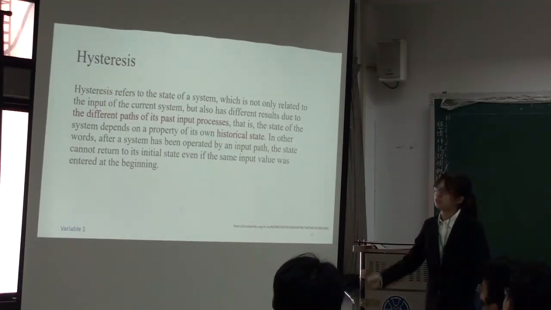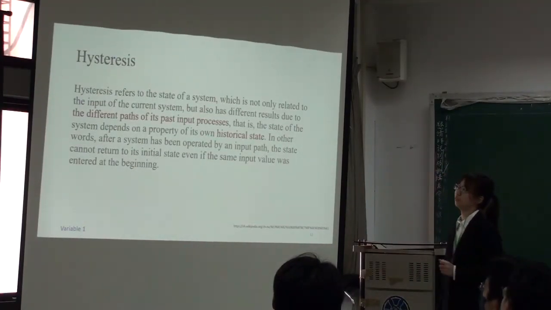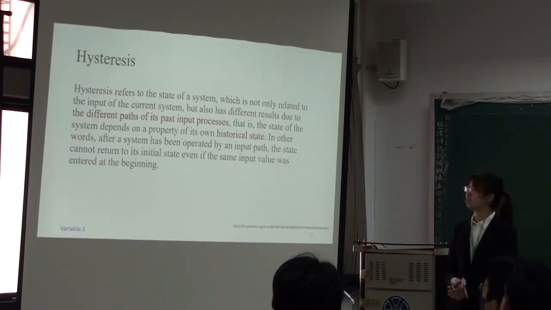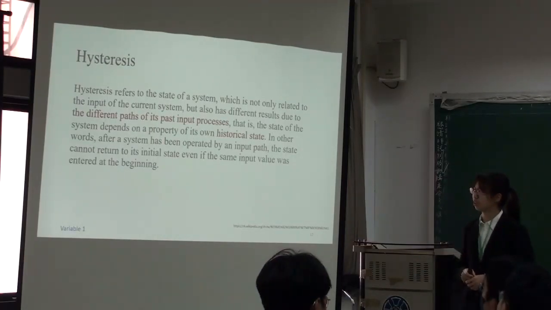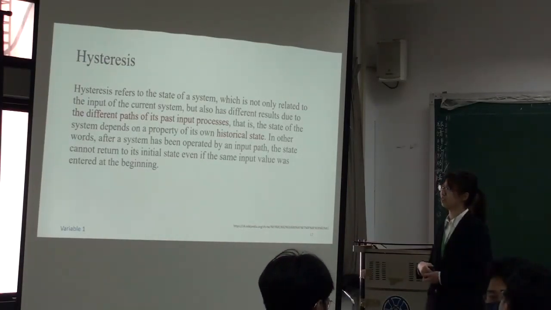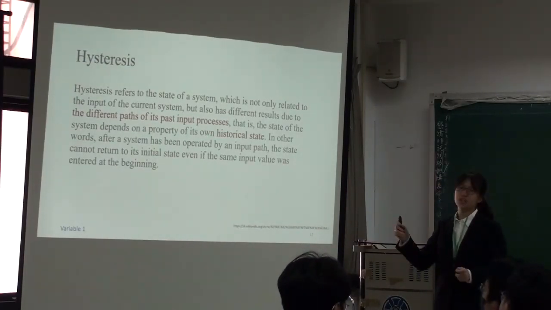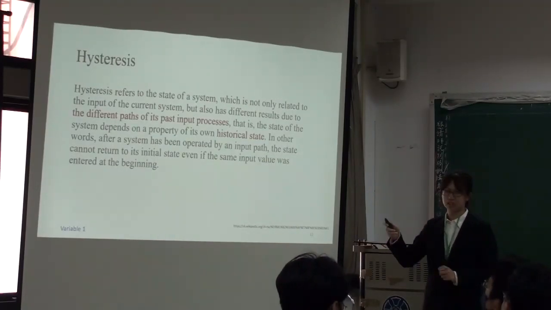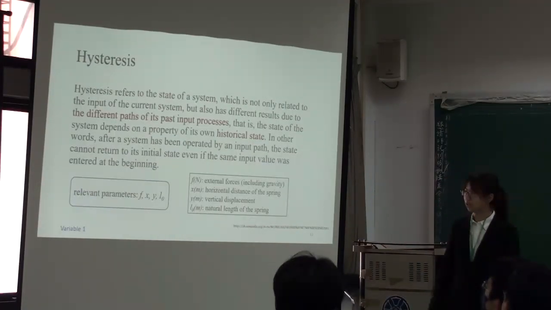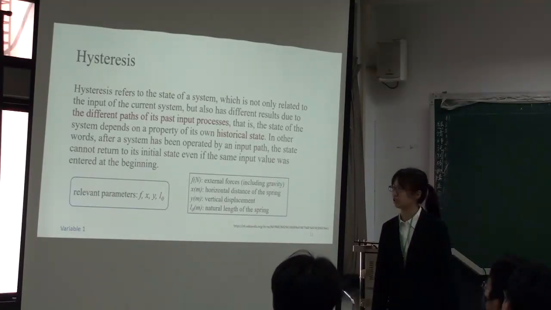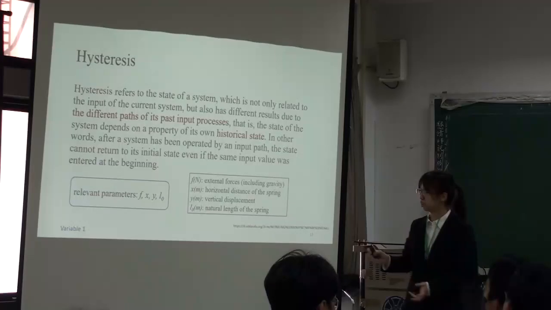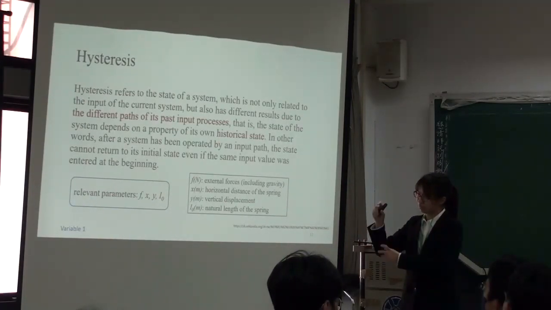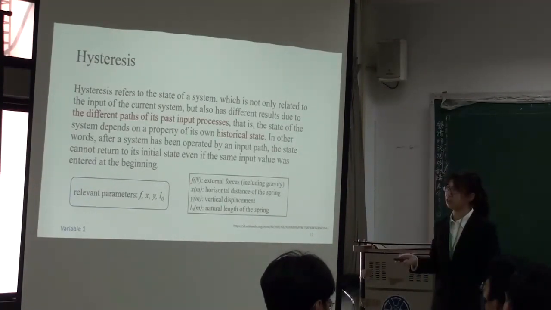And then, what is hysteresis? So hysteresis refers to a state of a system which is not only related to the input of the current system, but also has different results due to the different path of its input processes. So it is influenced by its historical state. So the relevant parameters of our experiment would be external force, the horizontal distance of the springs, the vertical displacement of the spring, and the natural length of the spring.